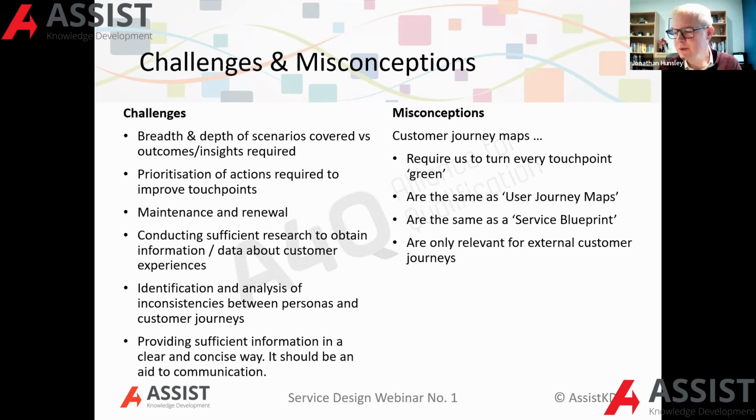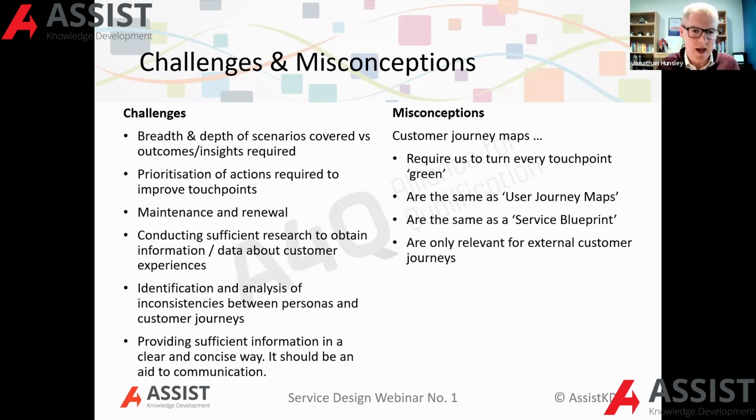It's a great way of providing information in a fairly clear visual way, and I think it should be used as an aid to communication. It's the start of a conversation in terms of what we should be doing in prioritizing our efforts to improve our customer journeys. There are a number of misconceptions as well. One of the misconceptions is that if you've got a red touch point or an amber touch point, it must be turned green.